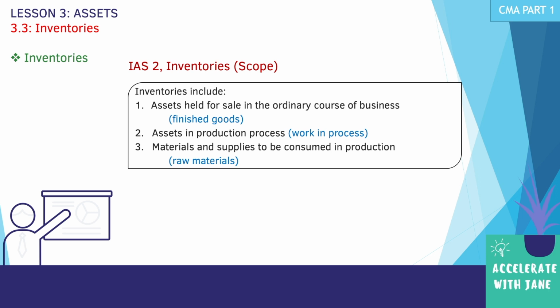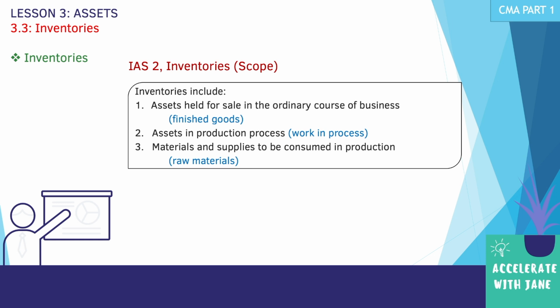So when we say assets held for sale in the ordinary course of business, for example, this applies to trading companies. Those are companies wherein they buy and sell items, whatever they have bought which are not yet sold. So these are assets or items held for sale in the ordinary course of business. Meaning, when we say ordinary course of business, the company is generally engaged in a trading business. It's like a company buying and selling finished products. So that is the business of a company.